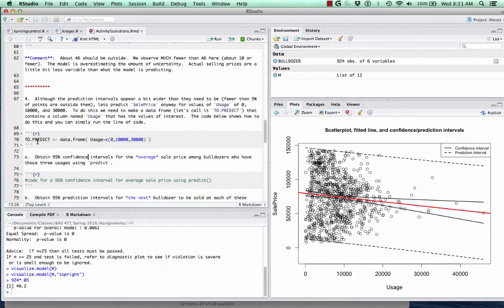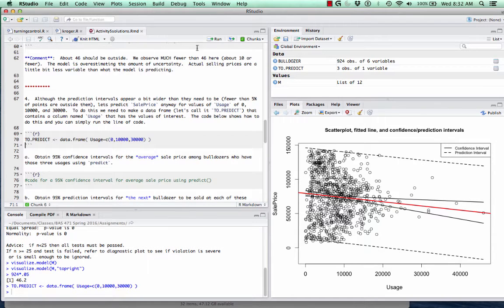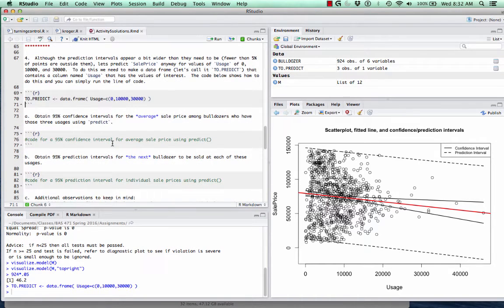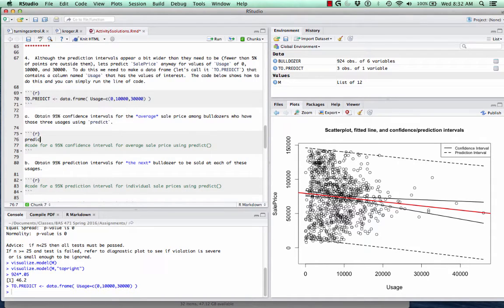All right, so with that data frame defined, let me run that command. Then I can use R's procedures to make predictions. So first thing I want to do is to make 95% confidence intervals for the average sale price among bulldozers. So I want to predict the population average in this case. And the way that I'm going to do this is to use the command predict. I give it the name of the model that I'm going to be using to make predictions, and I named this M earlier on. And then I want to say interval equals, and then I need to specify confidence, because in this case I want a confidence interval for the population average. And then what level of confidence do I want? Well, I want level of 0.95.